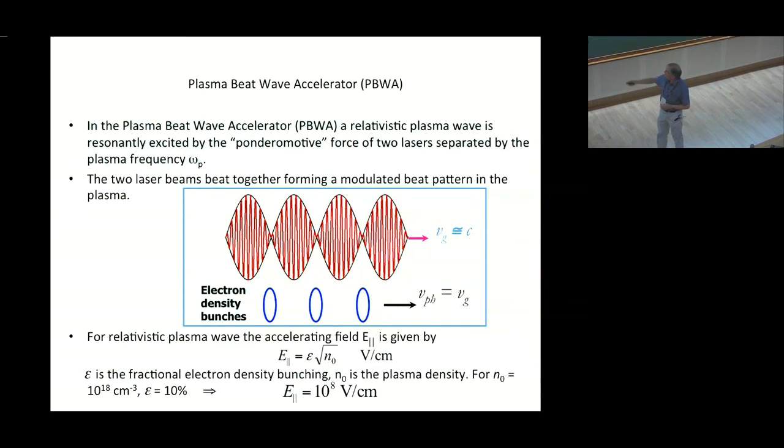So you can go through these calculations and you can show very easily that you get this parallel electric field, which is proportional to, say, the density of the plasma. So the higher the density, the higher the electric field that's accelerating the particles. And in the early days, the typical electric field that was accelerating particles was about 10 to the 8 volts per meter, which is quite a large field.